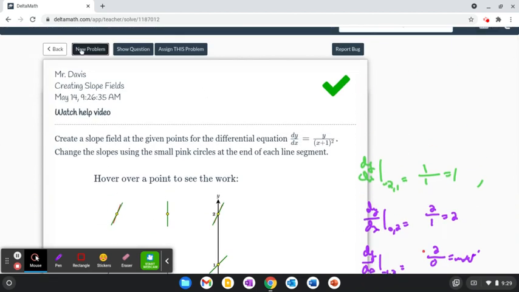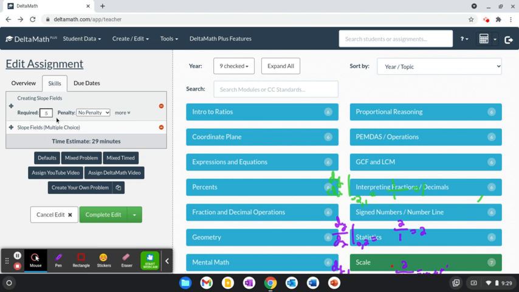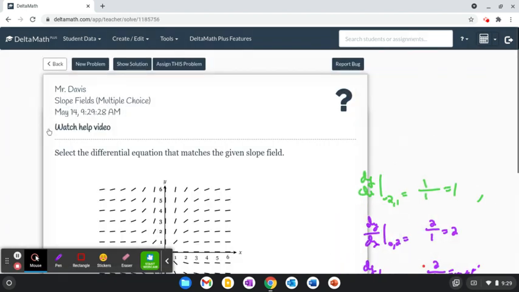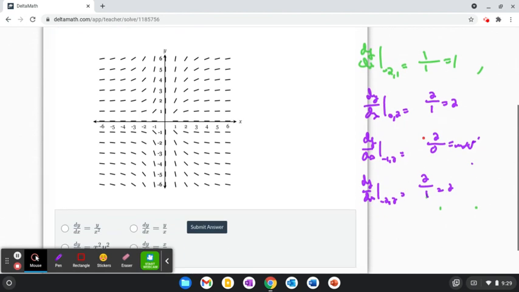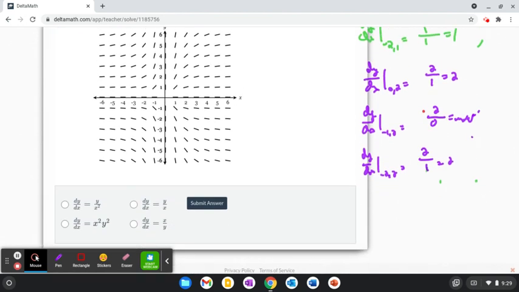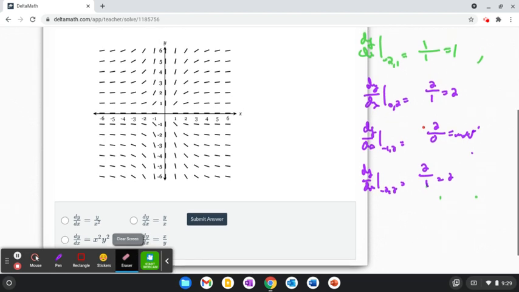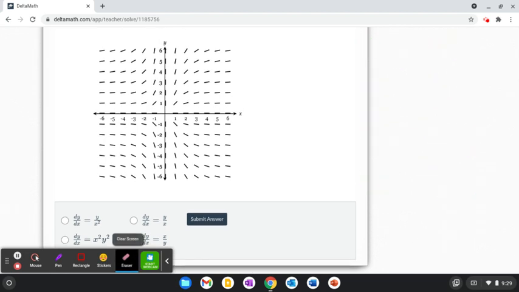All right, so that is slope fields. I did throw in also some multiple choice. You've got 5 of those, creating the slope fields, and then some multiple choice questions. This is probably more likely what you'll see on the AP test because, well, I suppose you could have to draw a slope field, but I would guess maybe more likely a multiple choice question.